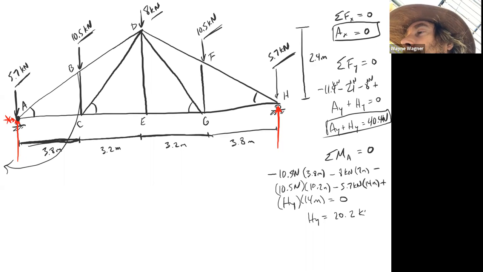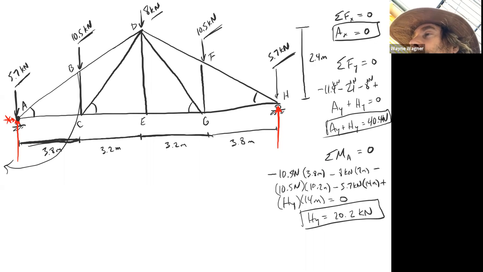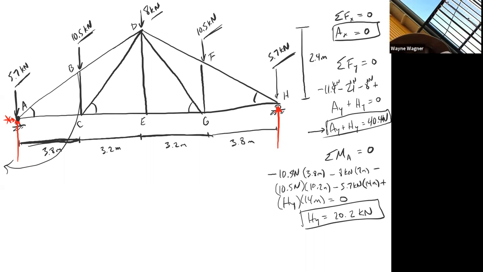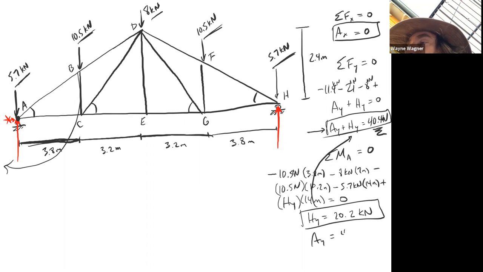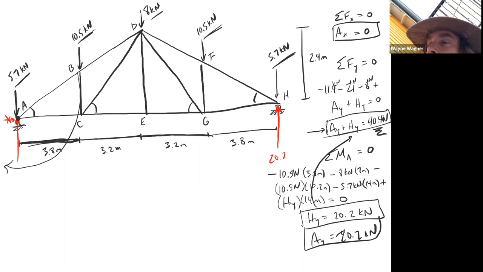And of course, we should have known that actually. Because this is symmetric, we should have known that HY and AY were going to be the same. So basically, half of that 40.4 had to go to each one. Okay, so if I plug this in up here, AY equals 20.2 as well. If we had gotten any other number that wasn't symmetric, we should have worried greatly.